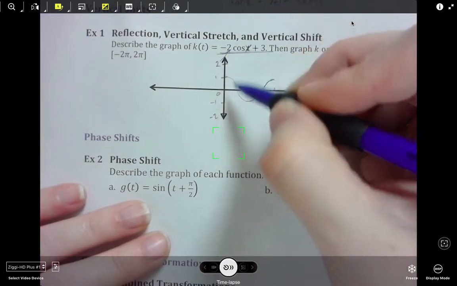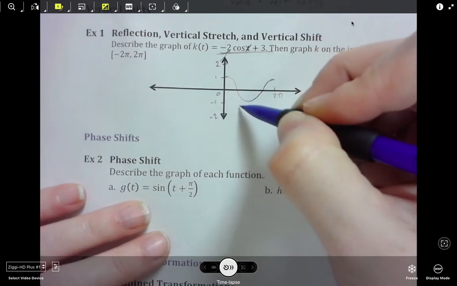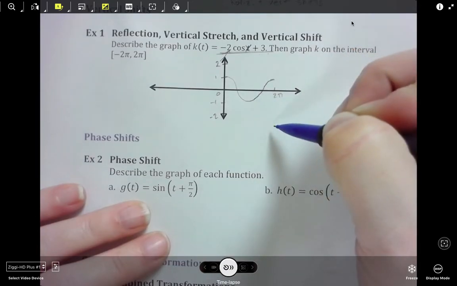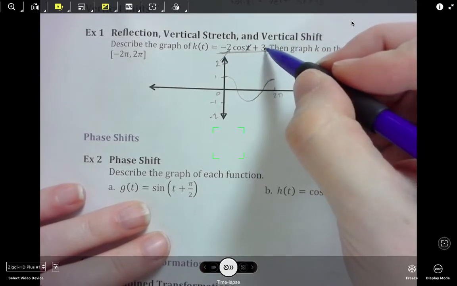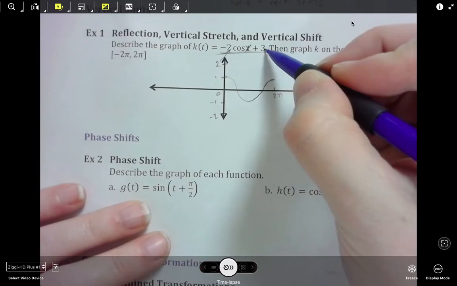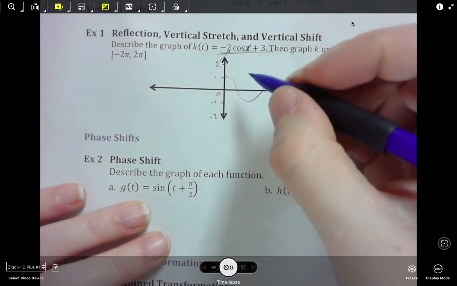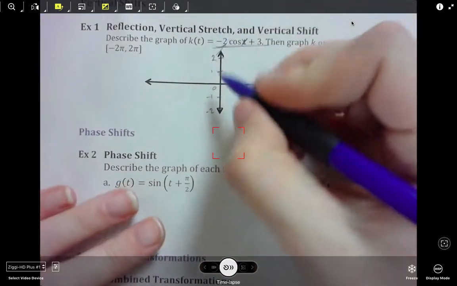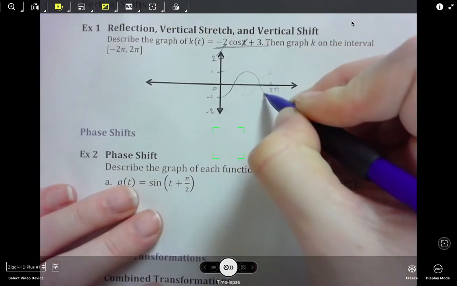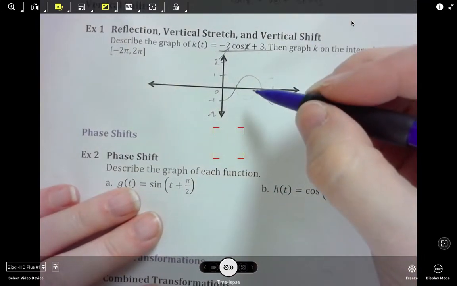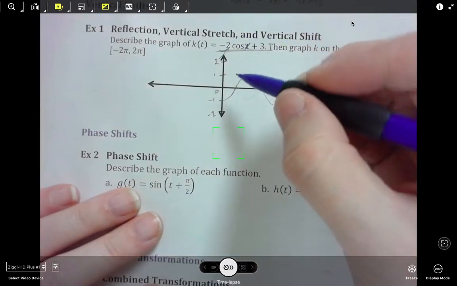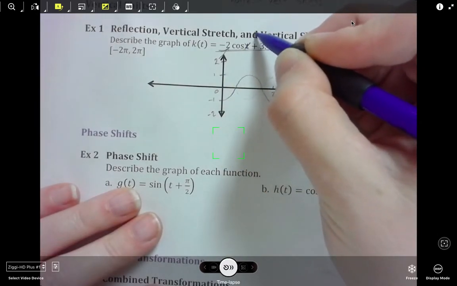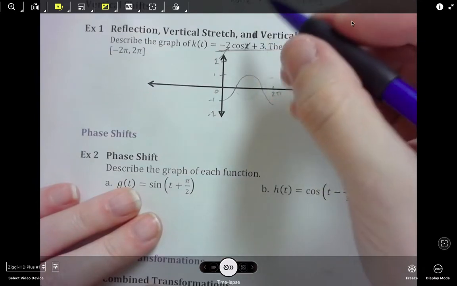And the negative is going to flip him around. So instead of starting up here and going down and then coming back up again, he's going to start down here, go up, and then come back down. Okay, but the 3 is going to move him up 3. So let's see. I'm going to take this guy and I'm going to flip him around so that we see what he looks like. So now he's flipped around, but now I want to shift him up 3 units. Okay, so this high point right here is at 1. If I shift him up 3 units, he'd be at 4, so he'd be like all the way up here.